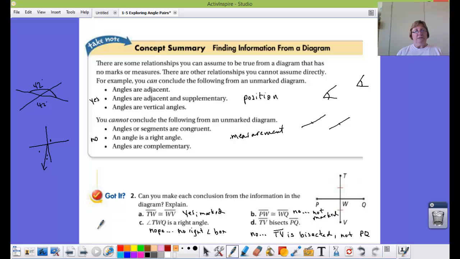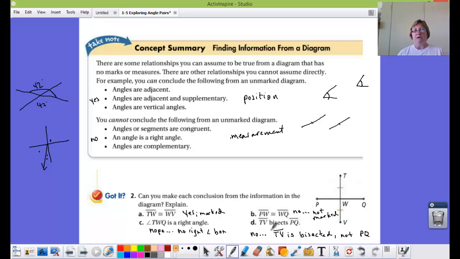Okay, welcome back. Now you can see how I've answered these questions, and I'd quickly like to go through them with you. Can we determine that TW segment is congruent to WV segment? And the answer to that is yes, because you can see the hash marks there. Since there's one mark on each, that means that they are congruent. The next one, PW and WQ, oh, it looks like they're congruent. No markings though, so it cannot be assumed, okay? That's not marked. Can we assume that angle TWQ is a right angle? No. Again, that's about measure. Right angle means 90 degrees, and we don't know that.